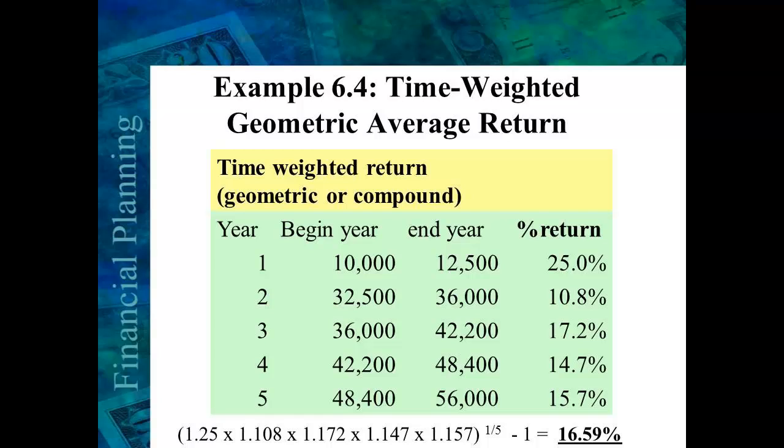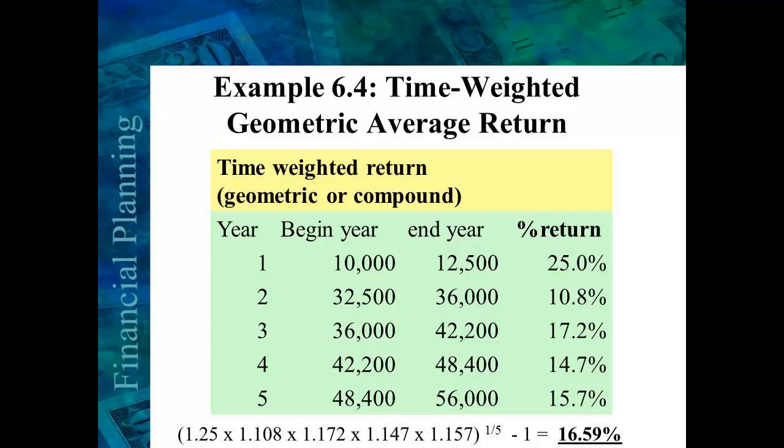Following that procedure, you could calculate the other percentage returns as well: 10.8%, 17.2%, 14.7%, and 15.7%. Note that the beginning value in year 2 is the $12,500 end of year portfolio value plus the $20,000 beginning of year 2 contribution.